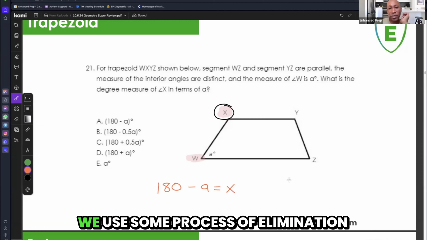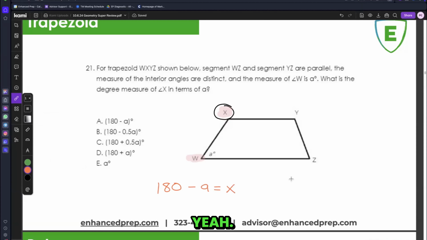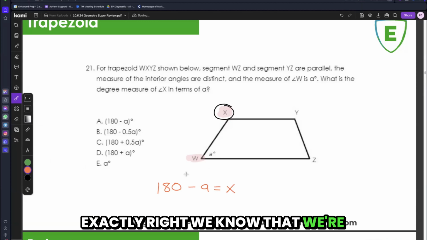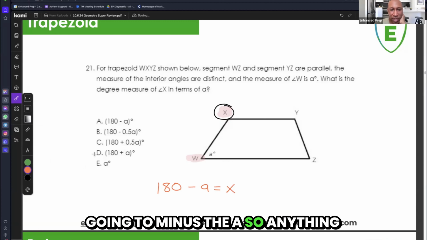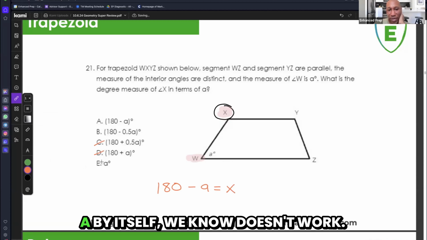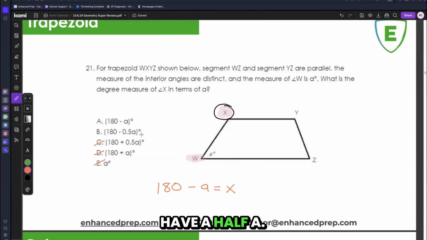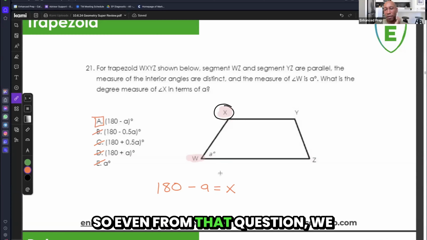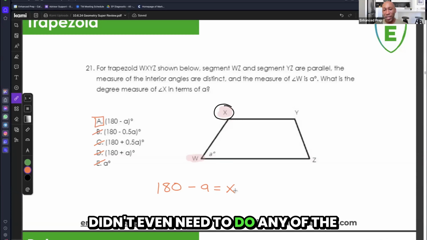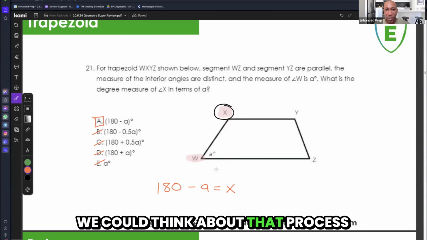And again, could we use some process of elimination for this question? Yeah, exactly right. We know that we're going to subtract the A. So anything that's plus A doesn't work. A by itself, we know doesn't work. And then also, we don't need to have a half A, right? So even from that question, we didn't really need to do any of the math. We could think about that process of elimination.